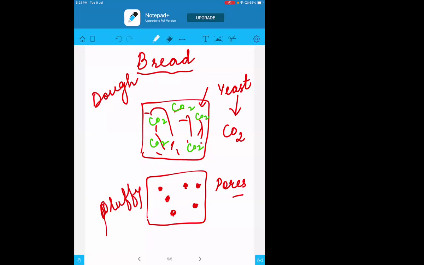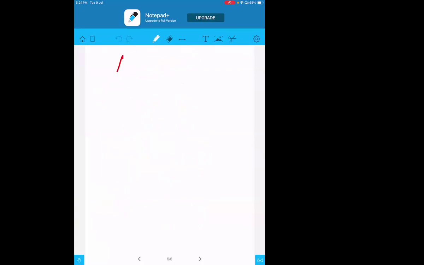So bread, pizzas, idli also. Your mother makes idli, right? So what does she do? She ferments it. She keeps it overnight, or maybe she adds eno to it. So eno acts like the fermenter there. With the help of yeast, alcohol is also made.